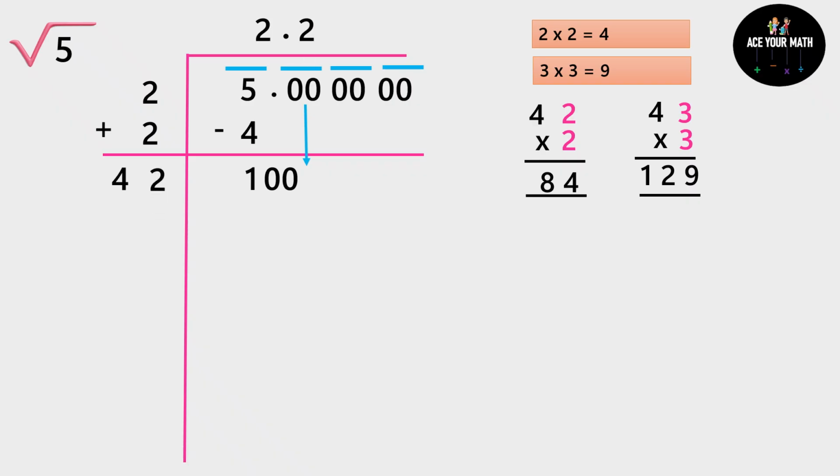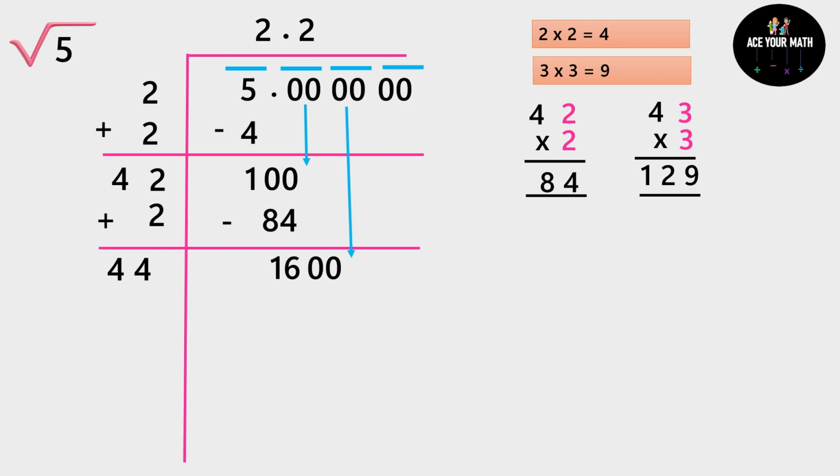So you will write 2 beside 4 and 2 at the top. So 42 2s are 84. Now same 2 you will add on the left hand side. Now you will subtract 84 from 100. Okay, on subtraction you get 16 and complete your addition. So 42 plus 2 gives us 44. Okay, now one more pair of 0, bring it down. So the new number formed is 1600.